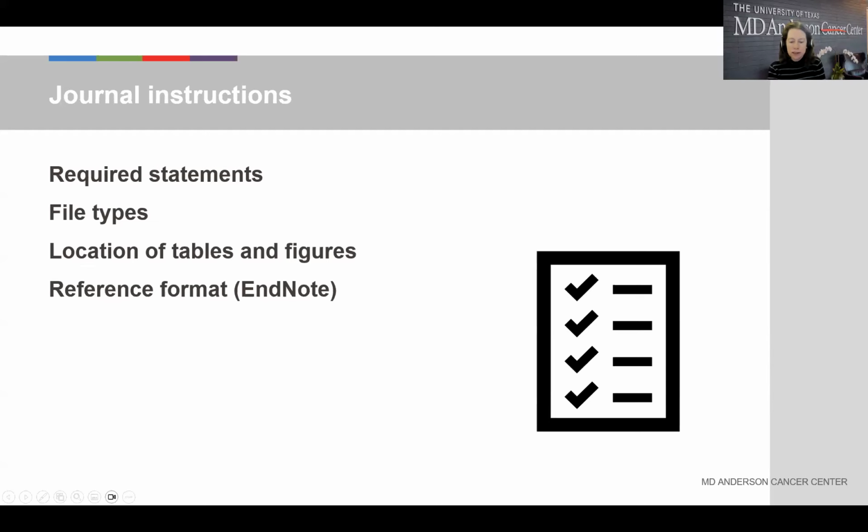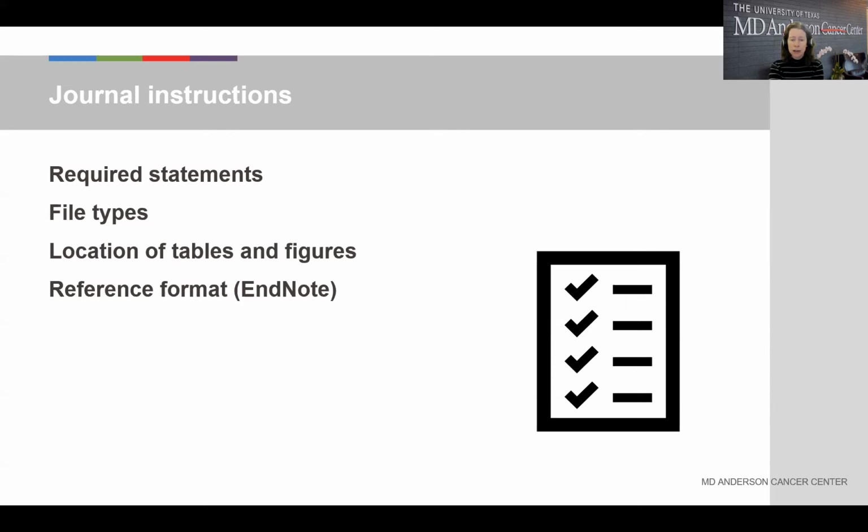Thanks, Erica. So as a final check, just for the last few minutes that you have left before you submit, make sure that your manuscript complies with the journal's instructions regarding required statements, file types, location of tables and figures, and reference format. So required statements are things like statements about IRB approval and informed consent. If you were doing a study that involved human subjects, it's easy to forget to put those statements in. Institutional Animal Care and Use Committee approval if you were working with animals.